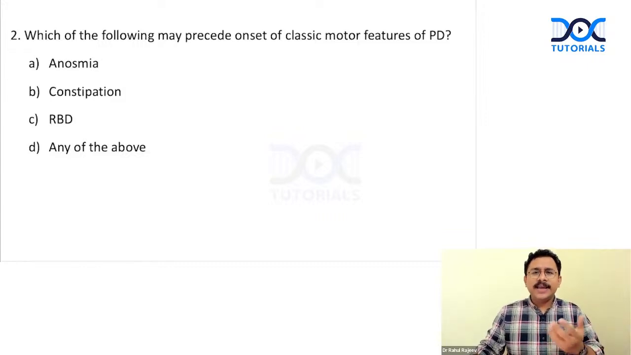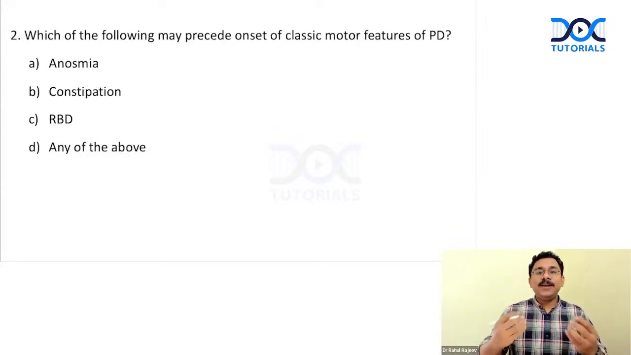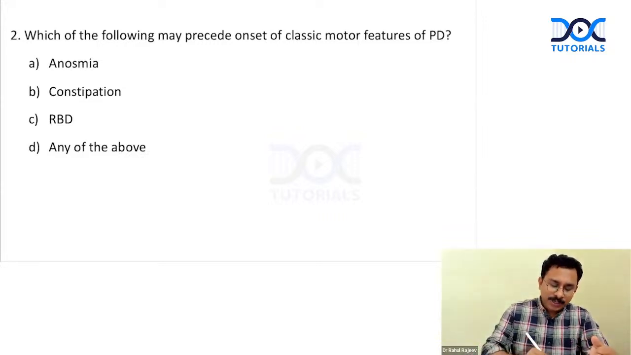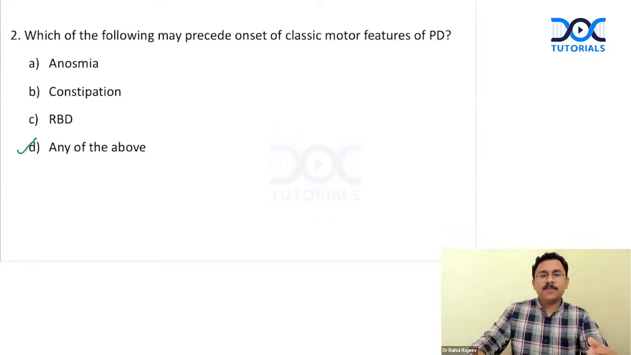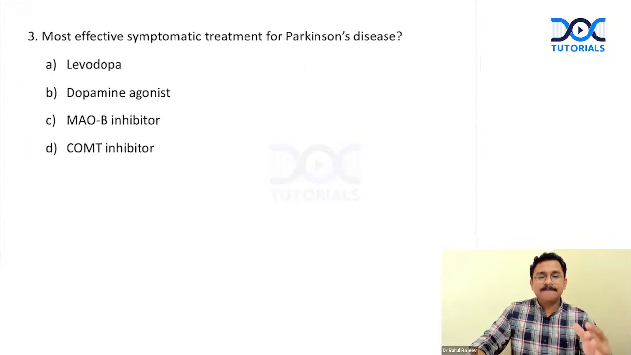Tell me, does any clinician diagnose a patient with Parkinson's disease just because he presented with constipation? No. So that is what I'm saying. Initially, these symptoms like anosmia, constipation, RBD are present, but again may not be diagnosed as Parkinson's disease. And remember, these often precede the onset of the classical motor features. So it can be any of the above. Okay, moving on to question number 3.